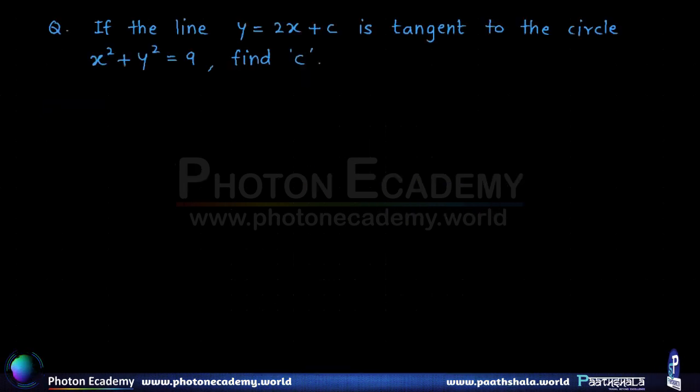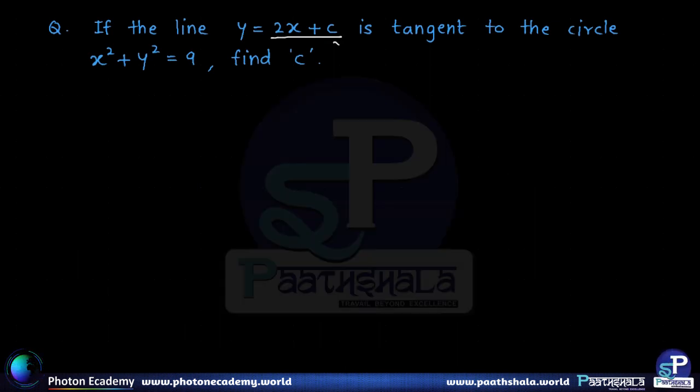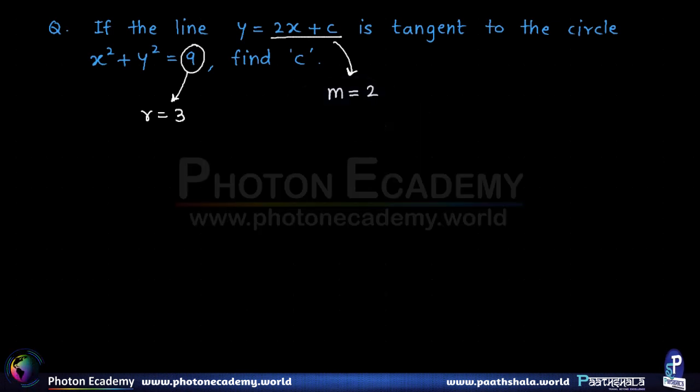If the line y equal to 2x plus c is a tangent to the circle x square plus y square equal to 9, then find the value of c. Now from the equation of the line, it is clear that the slope m is 2, and from the equation of the circle, it is clear that the radius is 3, because 9 is 3 square, and we have to find c.